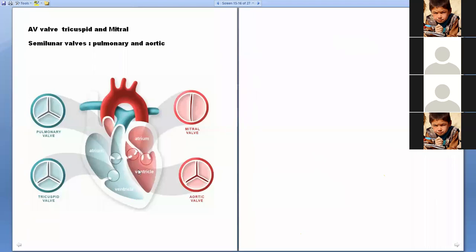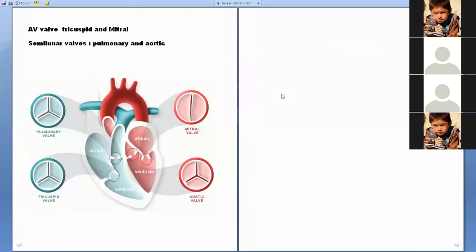Between the left ventricle and aorta, we have a valve as well. What do we call it? Aortic valve. It is located at the base of the aorta, aortic valve. So we have two valves between atria and ventricles, which are called tricuspid and mitral valve. And we have two valves at the trunks level. We have pulmonary valve and aortic valve.